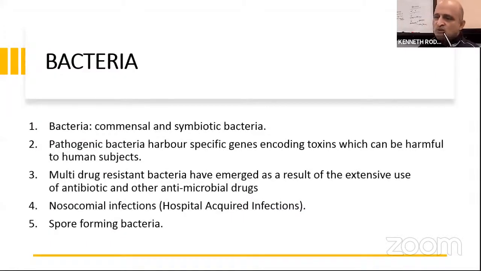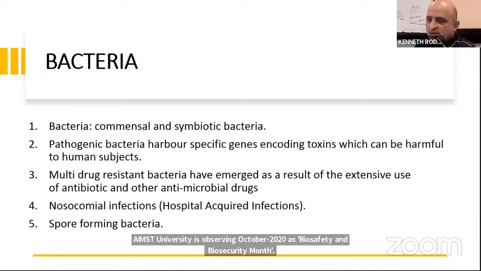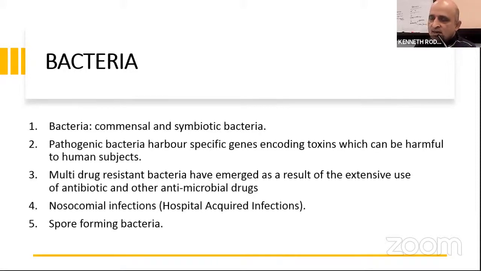We now move on to bacteria. Bacteria are an essential microflora in our system. We have commensal and symbiotic bacteria, which are associated with us and which are important from the perspective of the physiological functions in our human body. When we look at pathogenic bacteria, we identify them in terms of their specific genetic elements. Pathogenic bacteria contain what are known as pathogenicity islands. These are regions of the genome which encode specific genes such as endotoxins, and these can be harmful to humans.